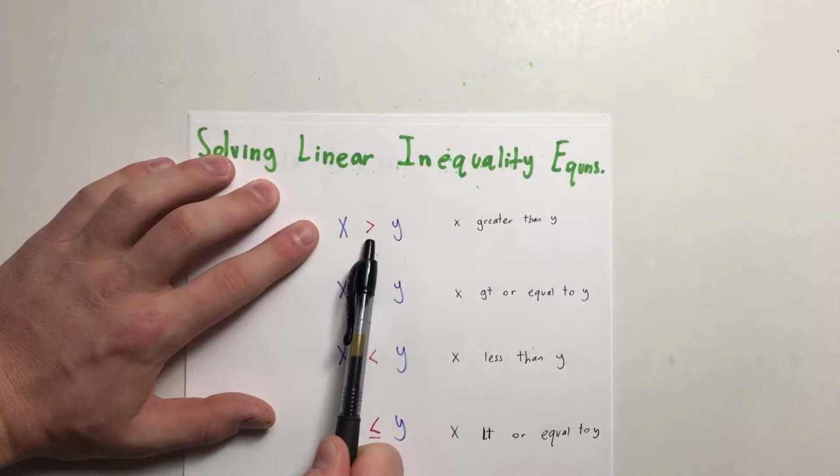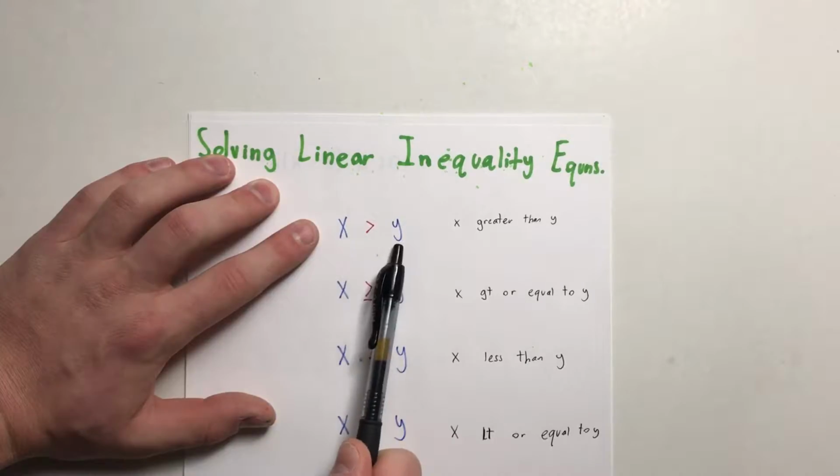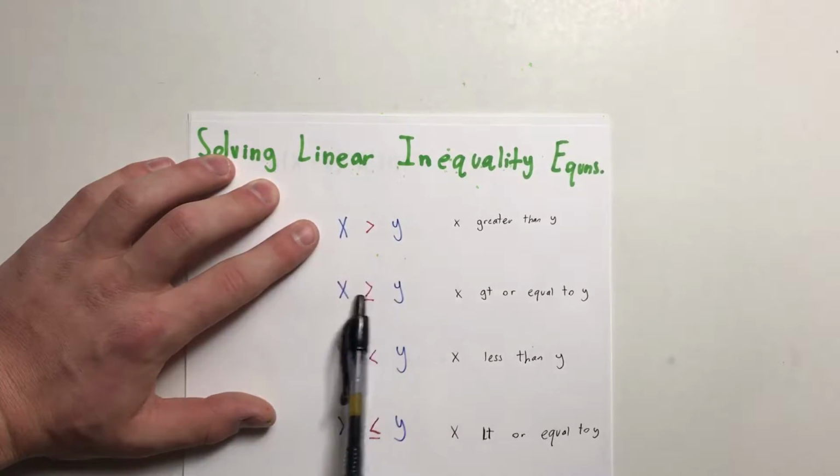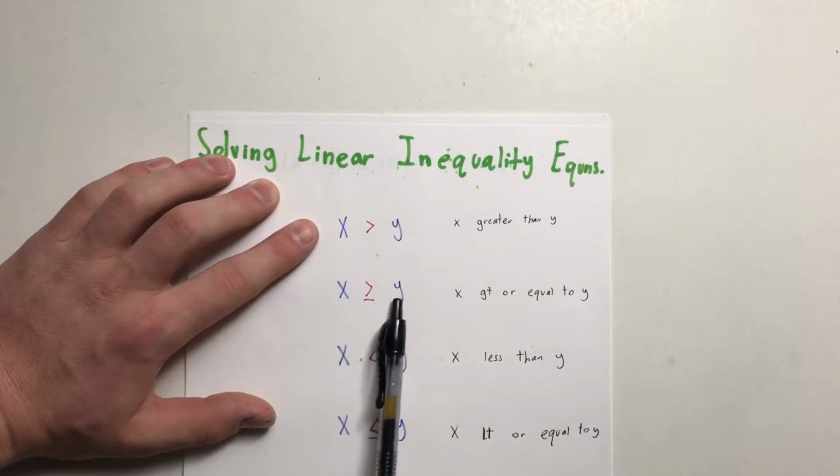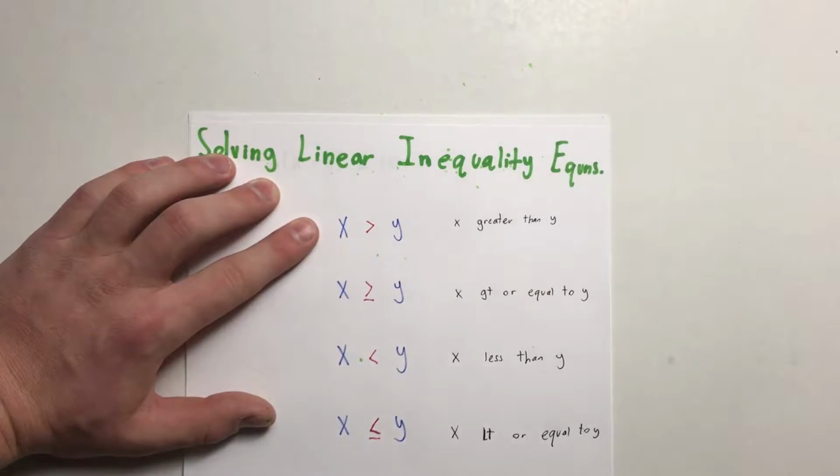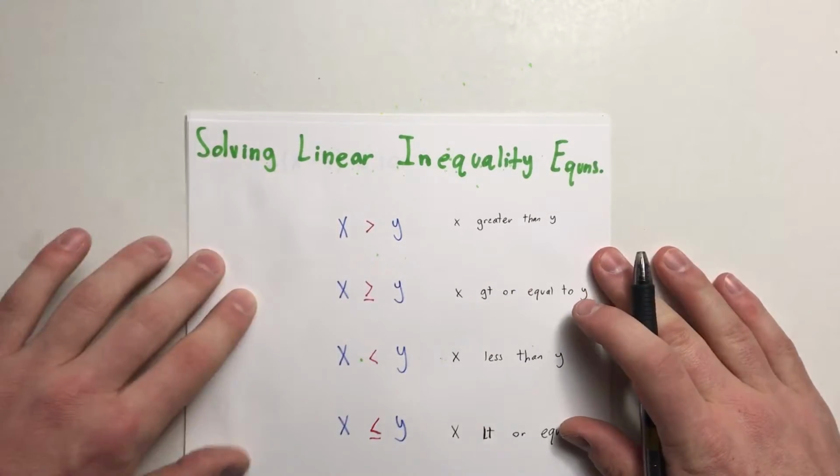This is our greater than sign. So we have x is greater than y. And if we put a little line underneath our inequality sign here, we have x is greater than or equal to y. And then the same thing is true for less than. So x is less than y. You could also say y is greater than x. And then x is less than or equal to y. So just kind of the difference when you have a line underneath those signs versus not.